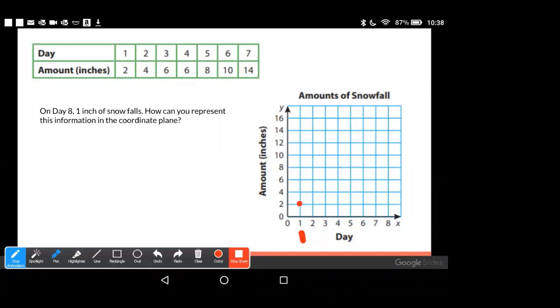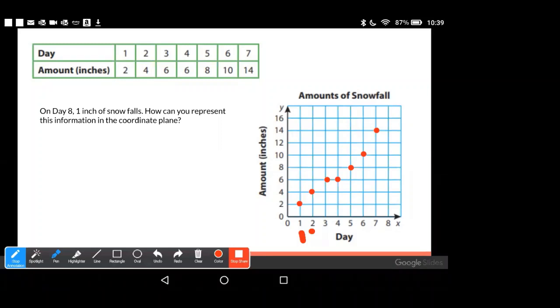Day 2, I got 4 inches. So I go over to 2 and then I go up to 4 inches. On day 3, I got 6 inches. So I go to day 3 up 6. Day 4, I also got 6 inches. So that's going to go there. On day 5, I got 8 inches. Right there. In day 6, I got 10 inches. And then day 7, I got 14 inches. Okay, so there's my graph.